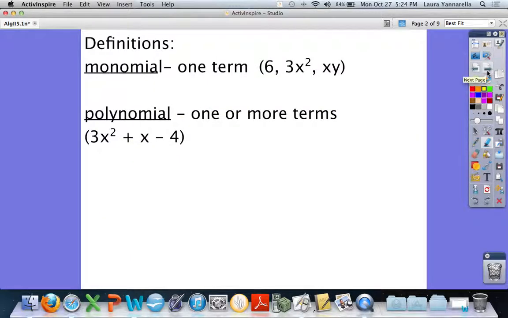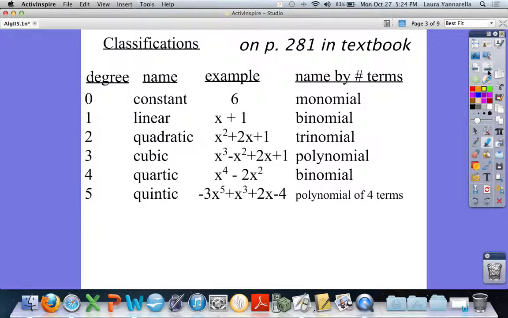First, a few definitions. A monomial is a single term. It could be a constant like 6, it could be 3x squared, or it could be a product xy. A polynomial can be a monomial, one term, or it can be many more terms, such as 3x squared plus x minus 4.